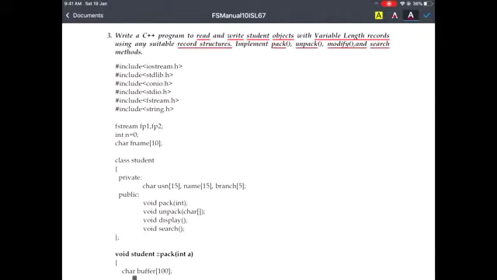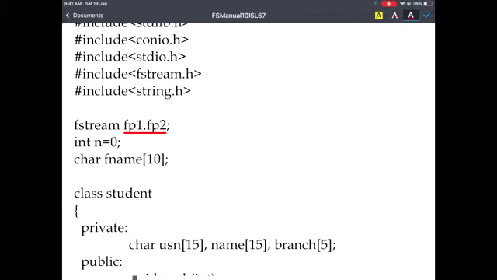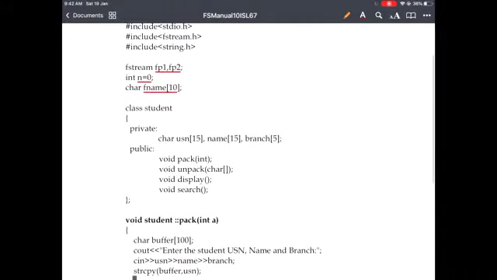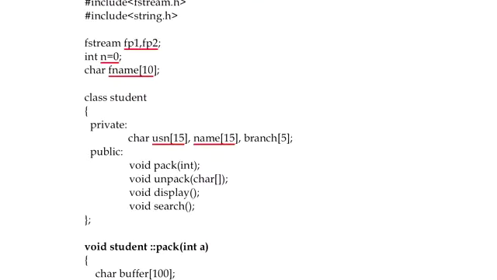For this, we will be using two files, so we are using two file pointers, fp1 and fp2. Initially, number of records is initialized to 0. N will give you the number of records. Name of the file is stored in fname. For student information, we are going to create a class called student. Here we have three fields: USN, name and branch. Along with that, we have four functions: pack, unpack, display and search.